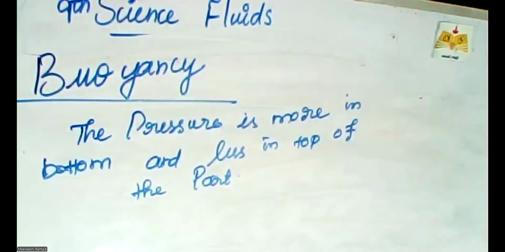So the pressure difference causes a force on the object and pushes it upward. That kind of force is called buoyant force. When a balloon is immersed in water, it comes out fast in the upward direction. That kind of force is called buoyant force.